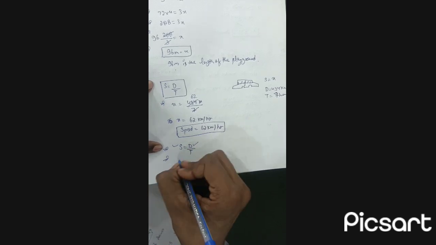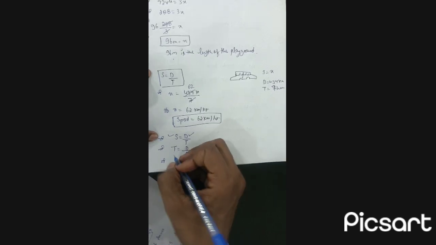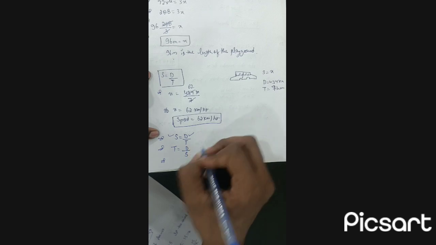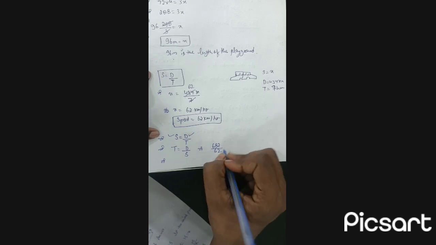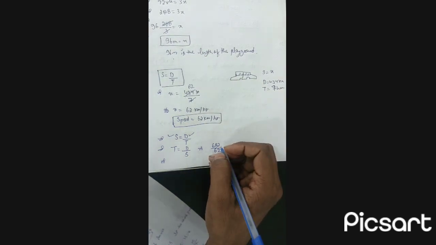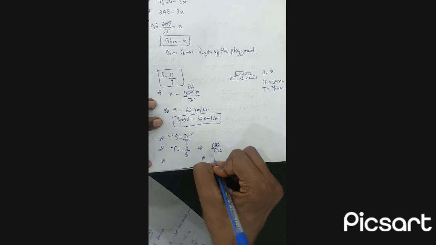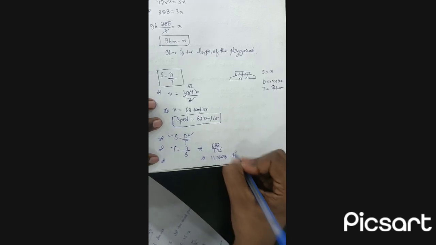So what will you do? From here, time is equal to distance by speed. We have to find the time, the speed we know, and the distance is given in the question, that is 682 kilometers. So 682 kilometers divided by 62. Dividing this, we will get the answer as 11 hours.